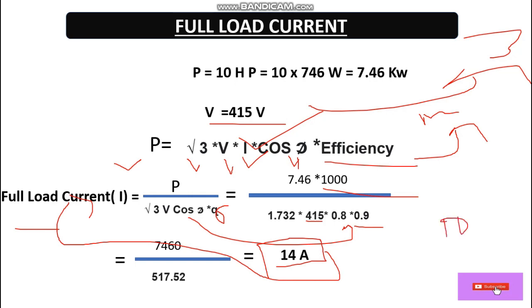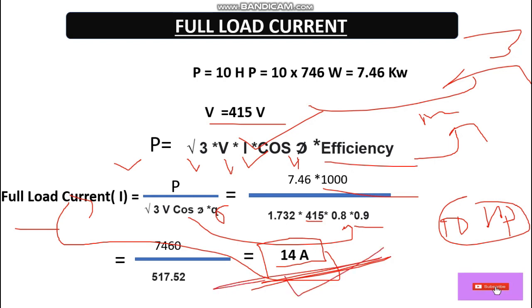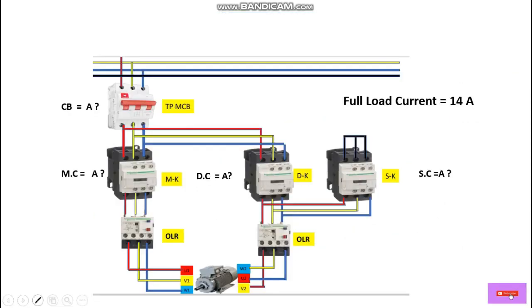Now based on this FLC, we will select the contactor size for the main contactor, star contactor, and delta contactor. Next, here is the power wiring, or power diagram, of the star delta starter.